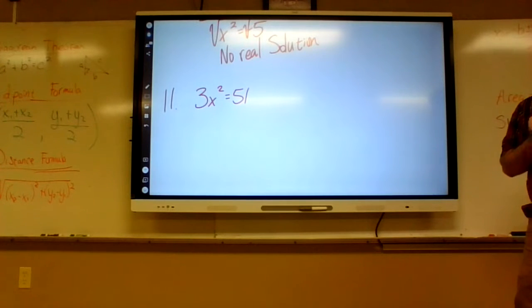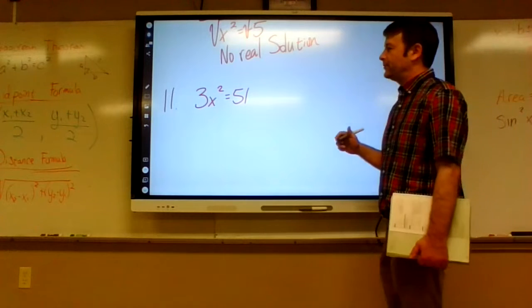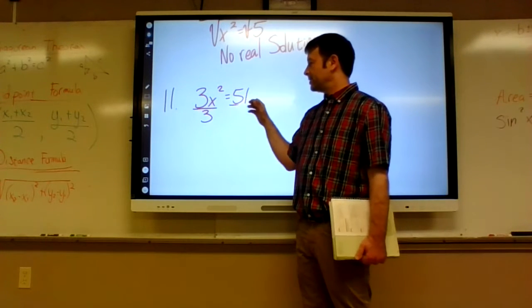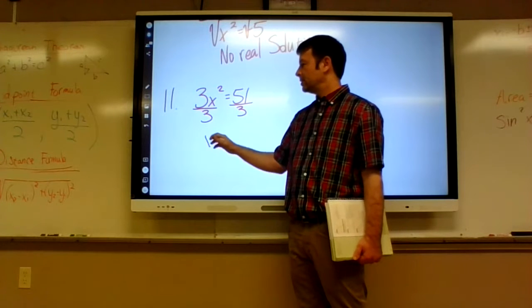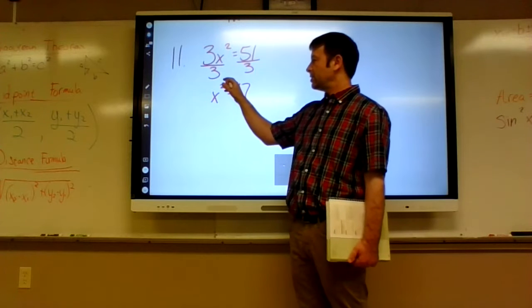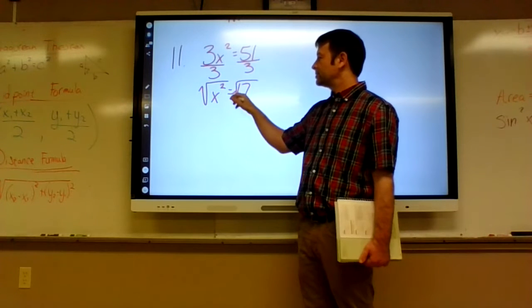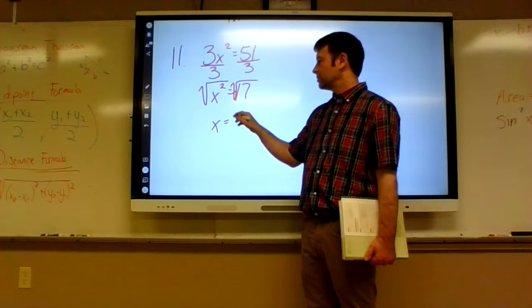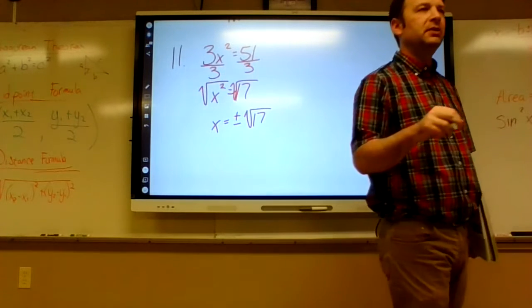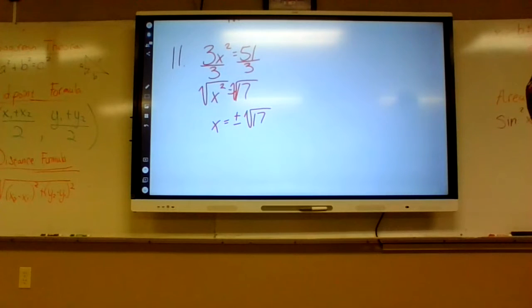What goes in the 51? Okay, what do we do first? What do you guys think? Maybe we divide by 3? You guys know how many times 3 goes into 51? 17. So, what's the answer? Plus or minus square root of 17. Again, if that had been square root of 18, we would have to simplify that a little bit. Square root of 18 is 3 square root of 2.